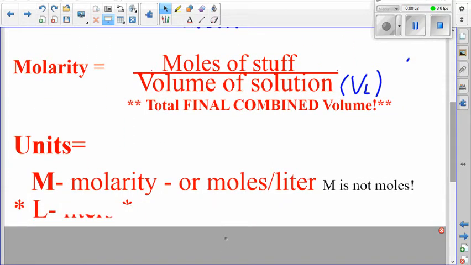And the volume needs to be in liters. This is very important. It's got to be in liters. That is a key piece of information. The volume has to be in liters. Okay?